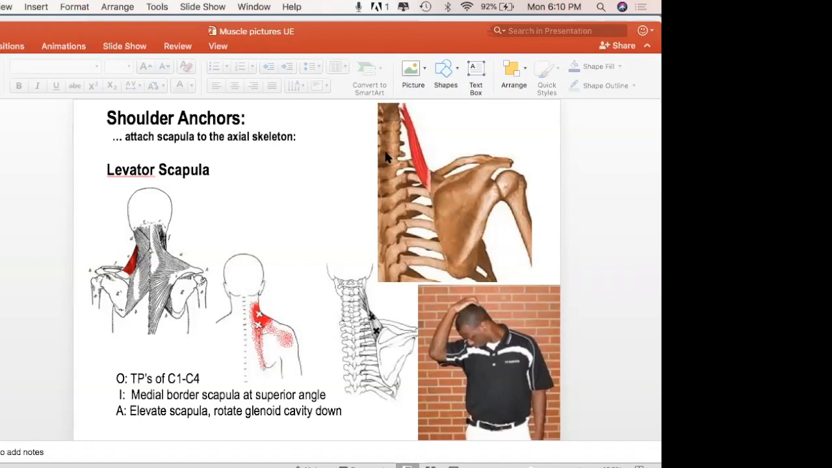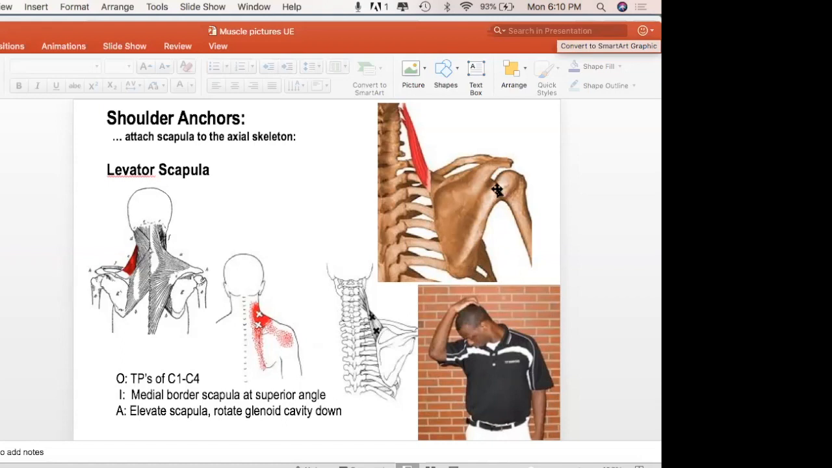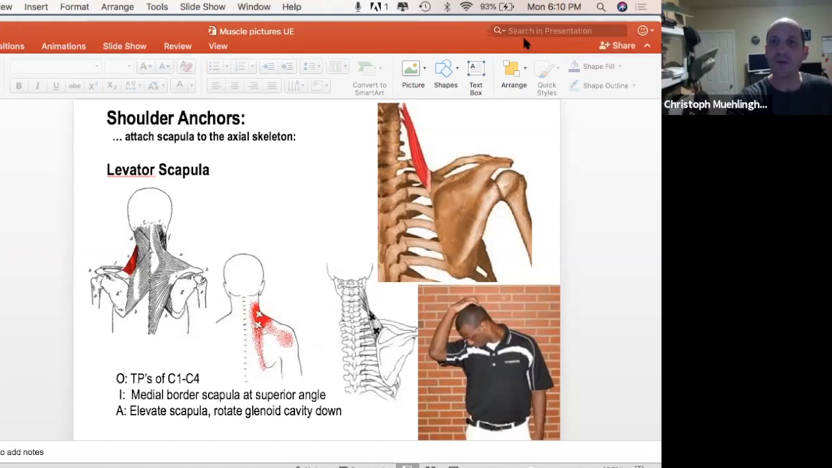But you said the glenoid. What is the glenoid? Oh, I see it. Yeah, okay. The glenoid is the shallow piece here at the shoulder blade, the scapula, that the humerus fits into. The head of the humerus touches the glenoid.